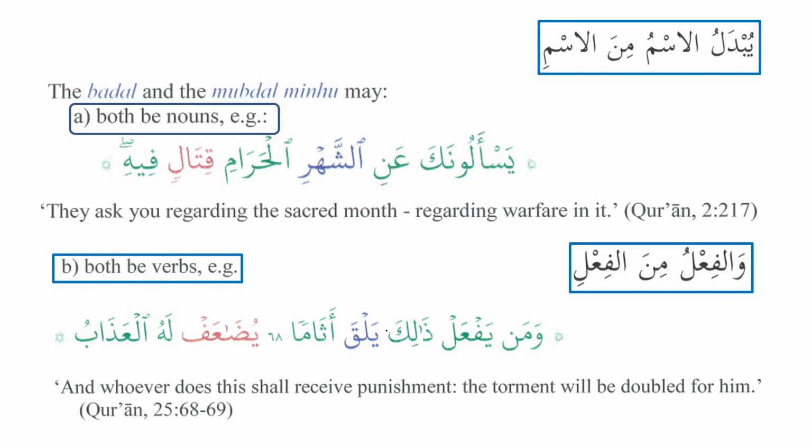Yes, sister. Okay. Now, what is substituted from what? Now we can see over here, yubdalul ismu min al ismi. The badal and the mubdal minhu, both of them can be nouns. For example, yas'alunaka anish shahri, and then the sifa of the shahr is shahr al-harami, qitalin fihi, fighting or warfare in it. So here they're asking about the month, but what's the focus on?